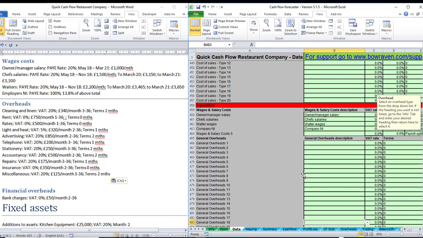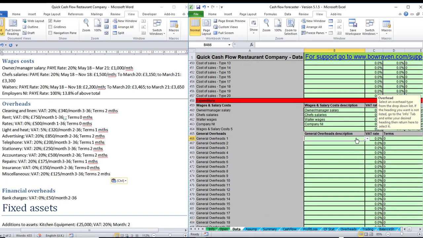So then next, I'm going to deal with my overheads. So I'm going to go through and select all of these headings first. So my first one is cleaning. Then I have rent, which hopefully is down here somewhere, rent. And then I have rates. Somewhere down the bottom, I think. Yeah, rates. Then I have my light and heat.